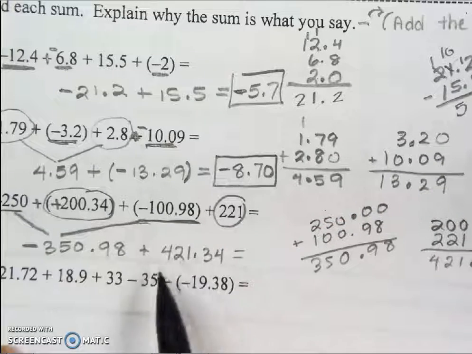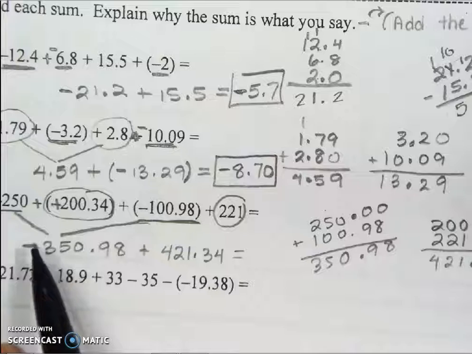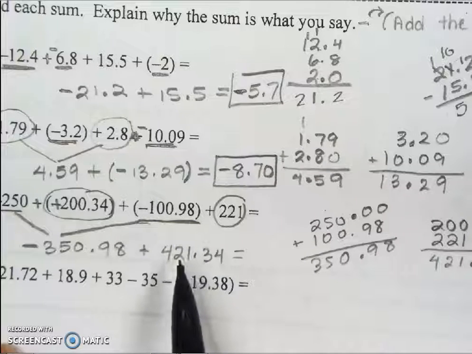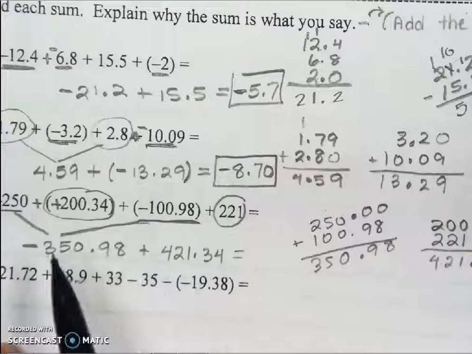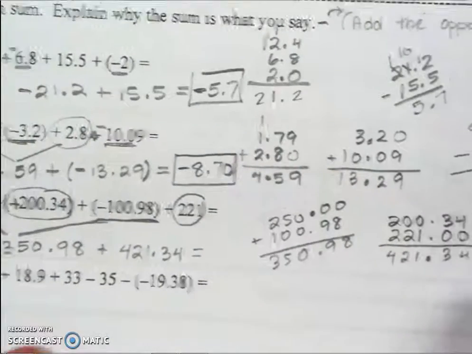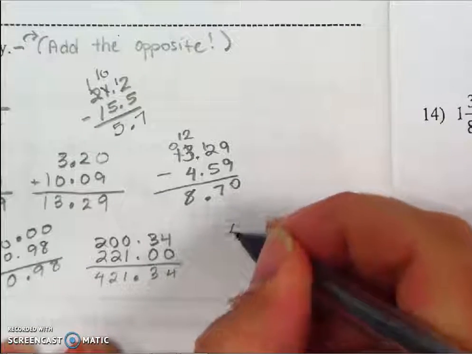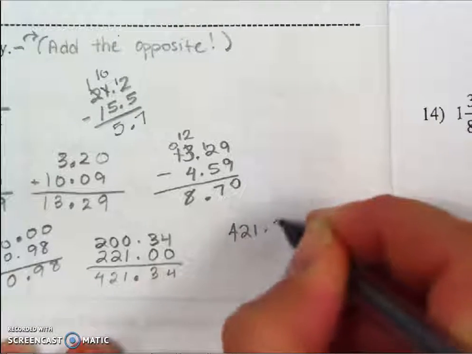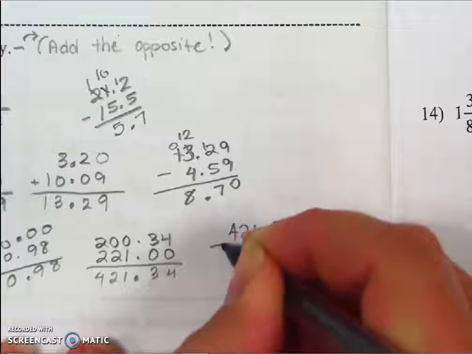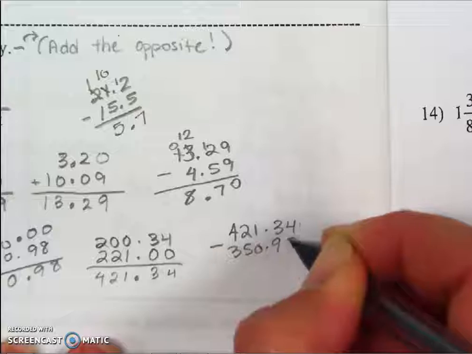All right, so now we do our final operation. Now we can go ahead and look and see what we have. So we still have both signs here. We have negatives and positives, so I will be subtracting. Do I have more negatives or more positives? Well, here I've got more positives. So I will start with that one, 421.34, and I'm going to take away the 350.98 that I had in front there.